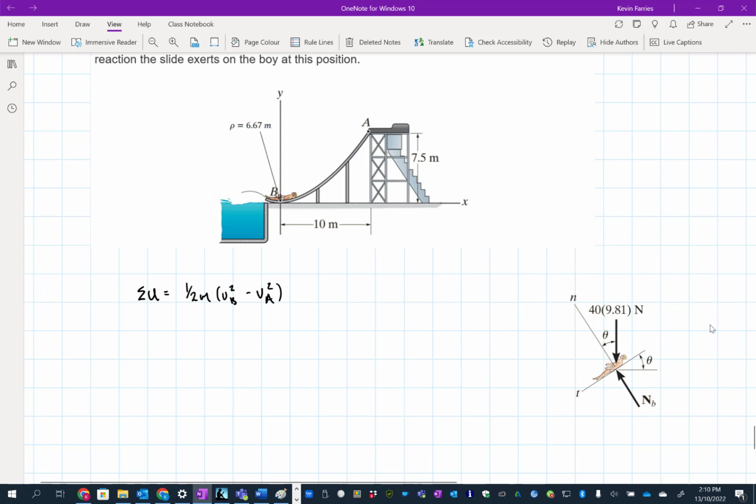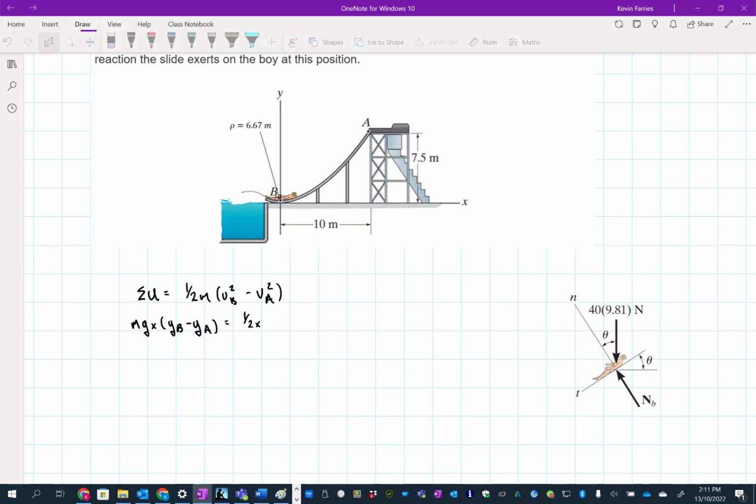So therefore, we're going to have mg times yb minus ya is going to be equal to a half times, we could have put some more numbers in there, we'll write this out first, vb squared minus va squared. So let's stick some numbers in now.